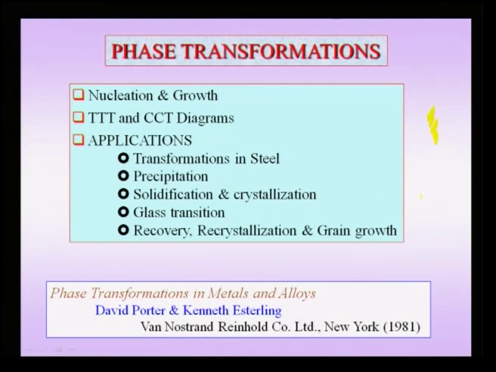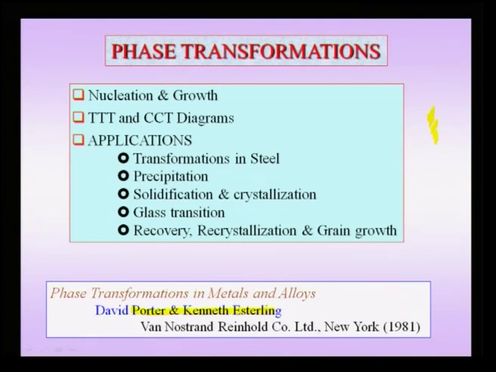We will talk about two kinds of diagrams, which are the TTT and CCT diagrams, which are invaluable tools for a material scientist. Then we will talk about certain applications of phase transformations in transformation of steel and certain other phenomena. The book by Porter and Easterling is a standard text for this subject and has served the materials community for quite some time as an important resource for phase transformations.